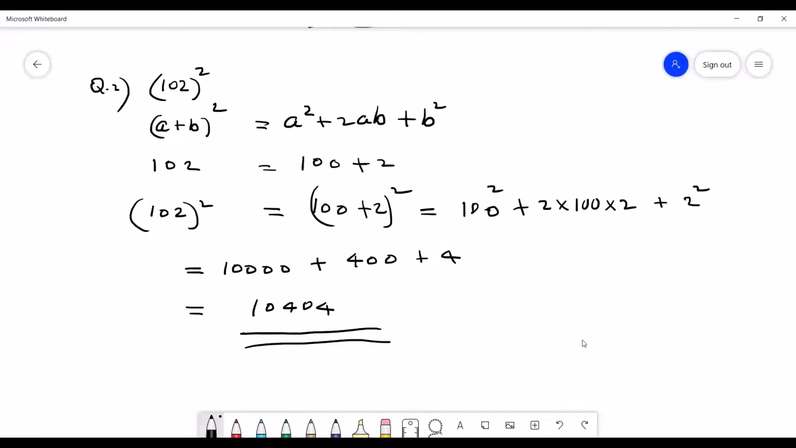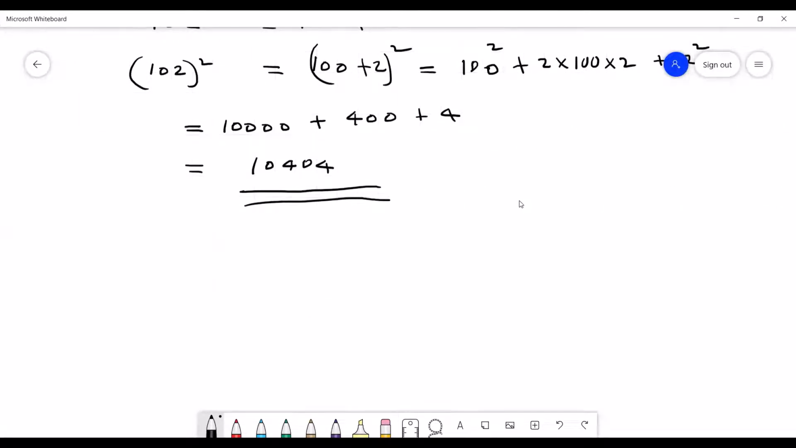If you do it in other ways, it will take much time to solve this. See how easily we could find the answer. If the number is very high, like 199 and so on, you can still apply this identity and find the answer very easily. Now, let us use the application of the other algebraic identity, that is a minus b whole square.